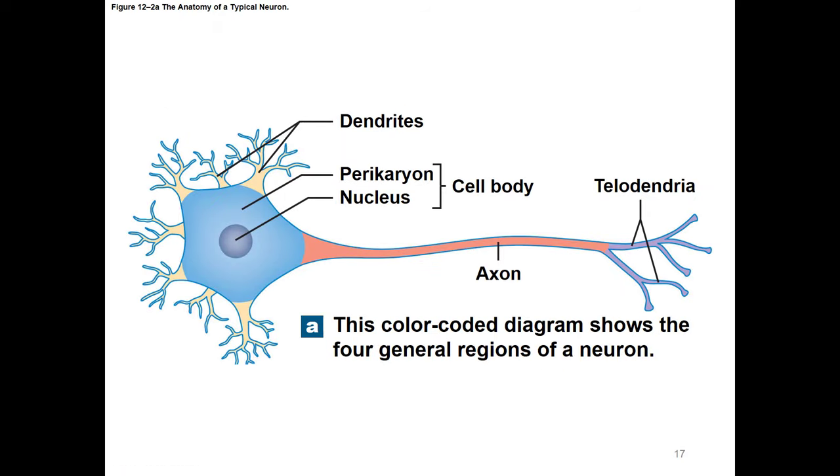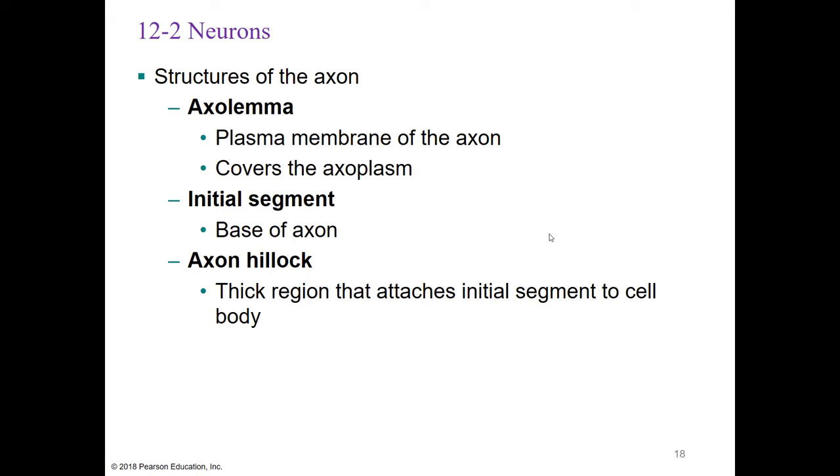So here's our more basic image. We just talked about the cell body. And coming off of the cell body is the long, slender axon, which again is filled with cytoplasm known as axoplasm. The axon also has a specialized membrane called the axolemma. And there are two areas of note as well on the axon. We have the initial segment, which is the base of the axon, and then the axon hillock, which is the thick area that attaches the initial segment to the cell body.